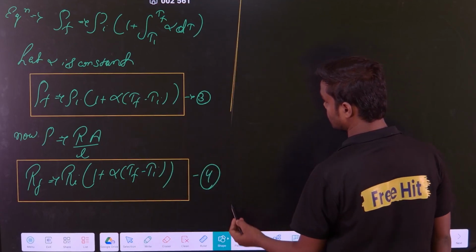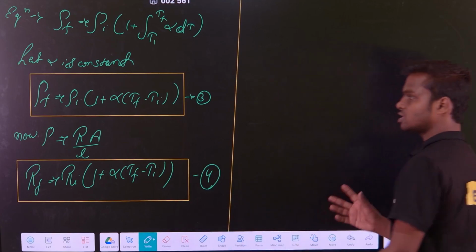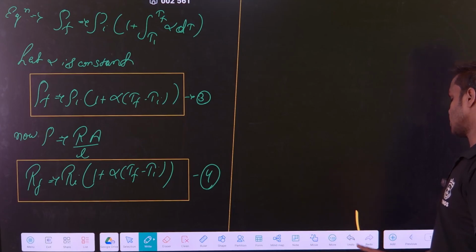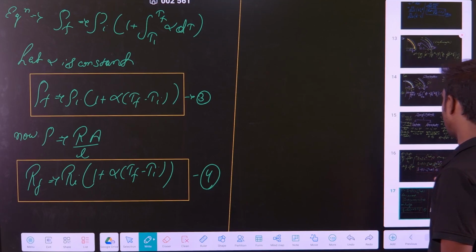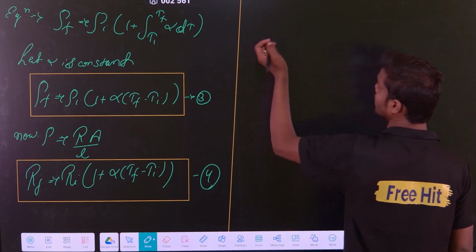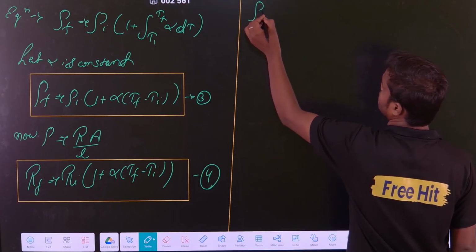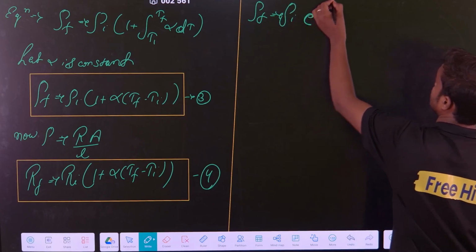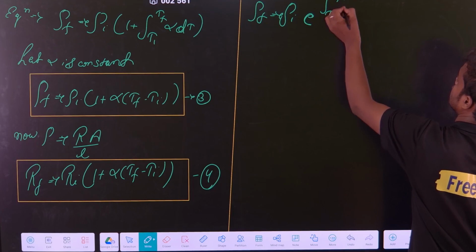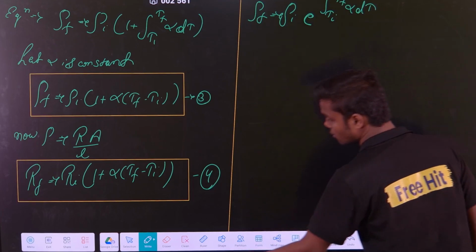See, the conclusion is very simple. Whatever equation I am writing in terms of rho, the same equation can be written in terms of R also. In which place do I have to apply which equation? The equation which is valid everywhere is this: rho final is equal to rho initial e to the power integration of T initial to T final alpha dt. This equation is valid everywhere, in all cases.